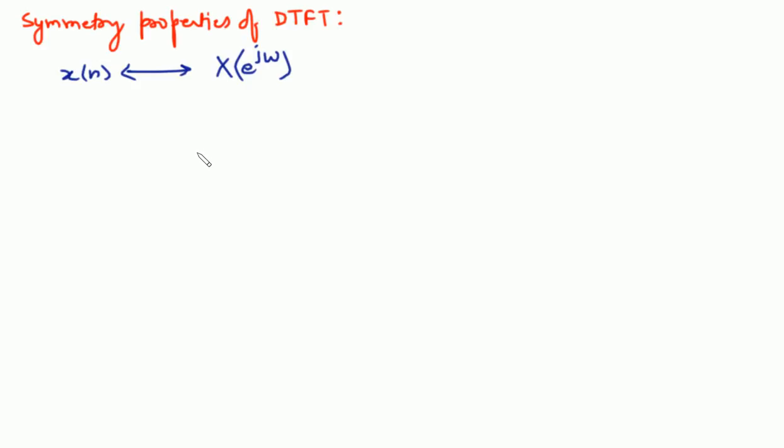First, where x[n] is real and even. Second, where x[n] is real and odd. Third one, where x[n] is imaginary and even. And fourth one, where x[n] is imaginary and odd. So we will start with x[n].